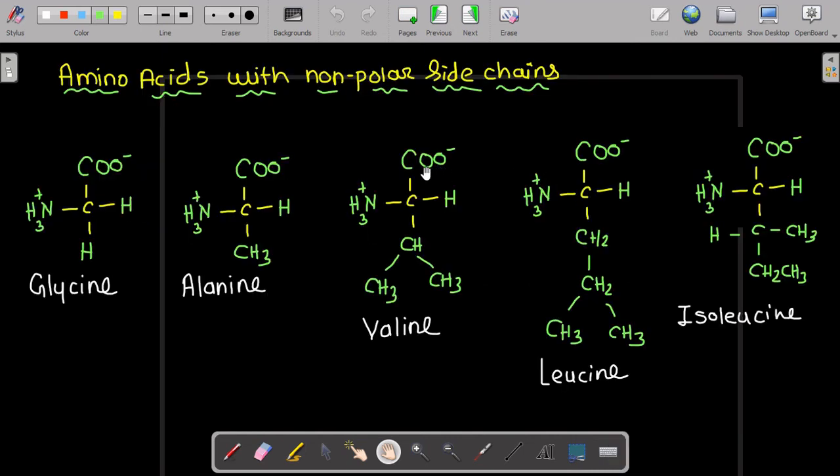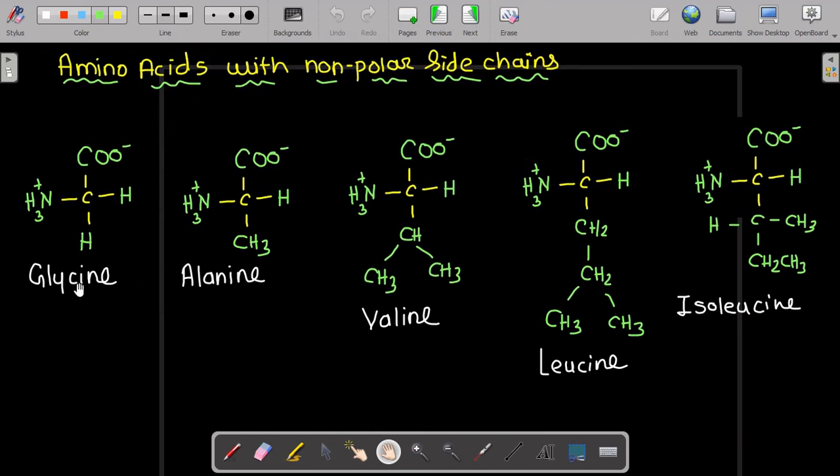So let's see the structure of these amino acids now. First we saw amino acids with non-polar side chains. This is the structure of glycine, the simplest amino acid, which just has hydrogen. Then alanine, it has CH3. Then valine, it has CH3. Then leucine, which has CH2, and this is how the structure of isoleucine looks.